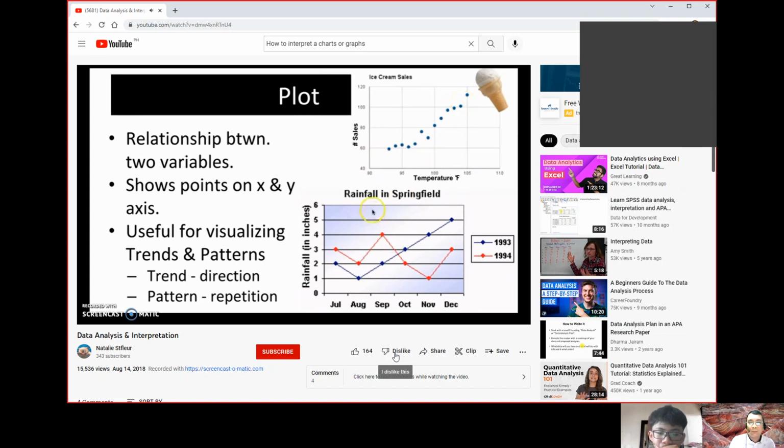A pattern is a repetition, or something that you notice that repeats. For example, in the rainfall in Springfield plot shown here, the red line depicts rainfall in 1994 and the blue in 1993. We notice that in both plots, the rainfall decreases from July to August. If we had data for several more years, that would become a pattern because it repeats.